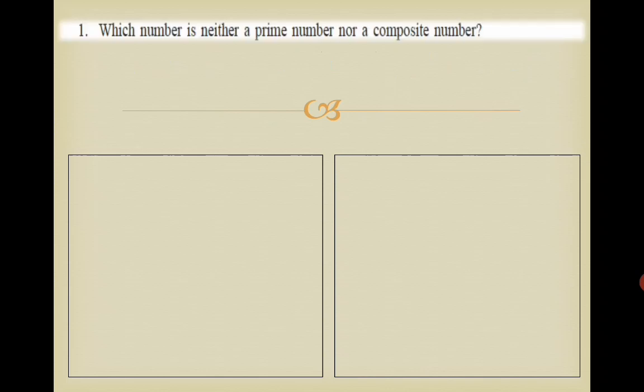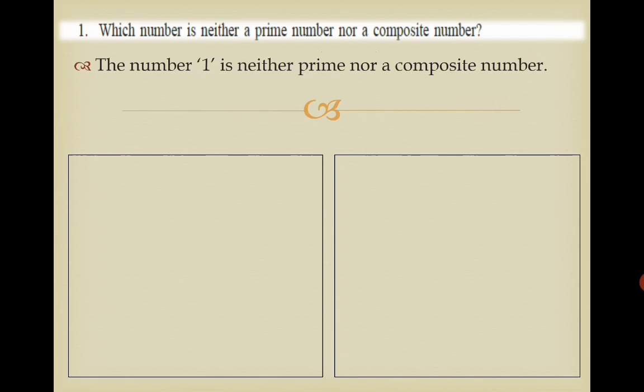Question number 1. Which number is neither a prime number nor a composite number? You must have already seen in the earlier part of the video that we discussed that number 1 is neither a prime number nor a composite number. Boys, always remember, when we are asked a question in a statement form, it is expected from us to write the answer also in a statement form. Therefore, I have written here the number 1 is neither prime nor a composite number. So have a habit. Whenever there is a question in the statement form, write the answer in the statement form.